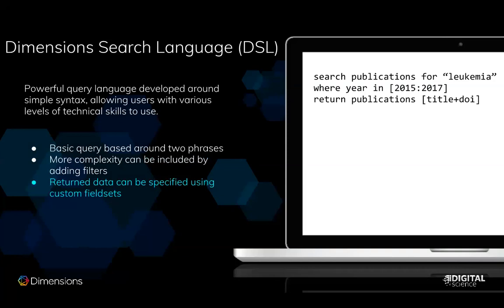You can finally use custom field sets in order to say, give me back only a specific kind of information about the search query that I just ran. So in this example here, you would run that same search query, but you would only get back the titles of the papers and their related DOIs.